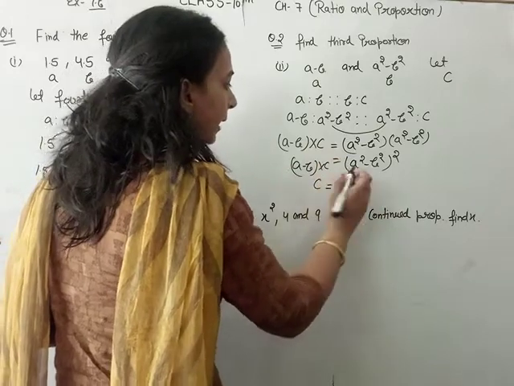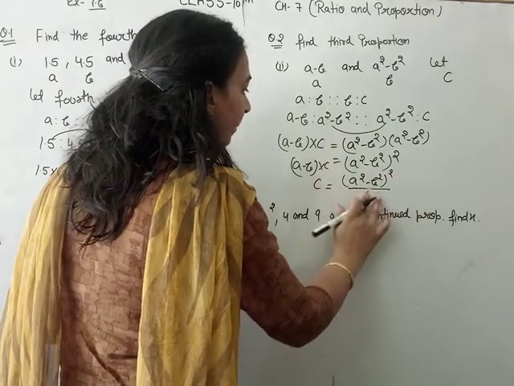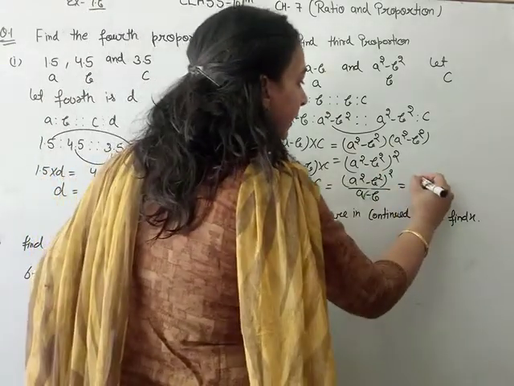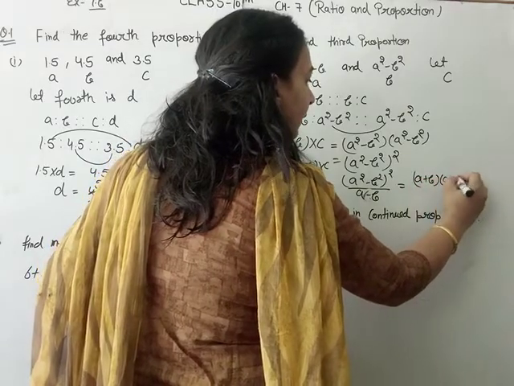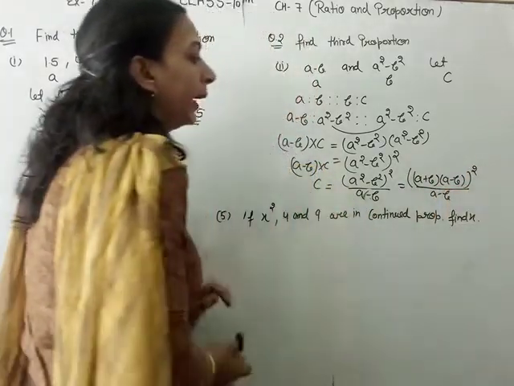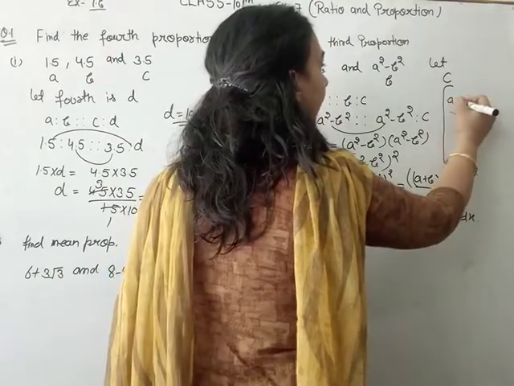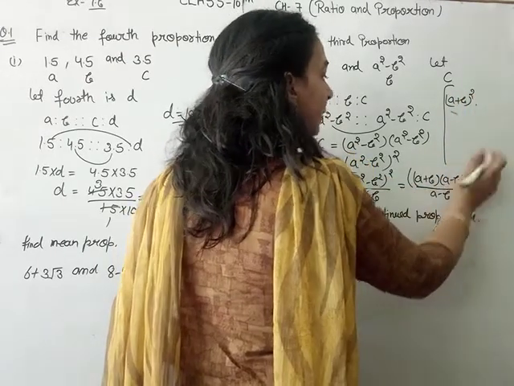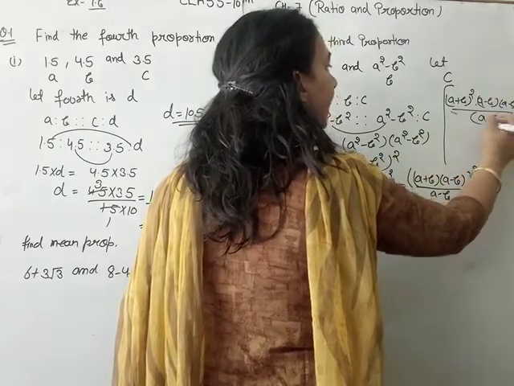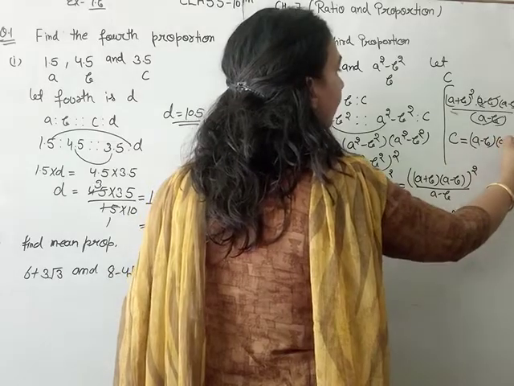What is C? C equals A square minus B square whole square divided by A minus B. And student, this A square minus B square is A plus B and A minus B, and the complete square is given, then divided by A minus B. Okay, then we write this as A plus B square and A minus B square, then we write A minus B into A minus B and divided by A minus B, then A minus B cancels out, so C equals A minus B and A plus B.